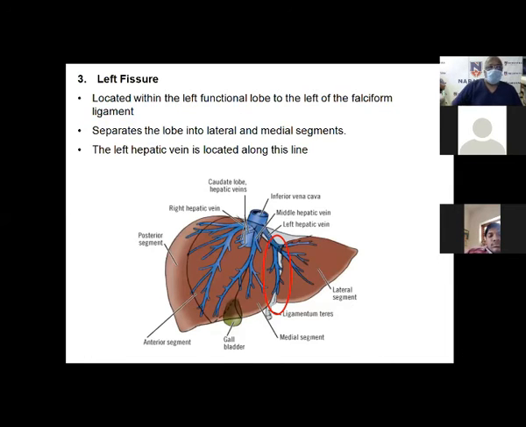The left fissure divides the liver into segment 4 and segments 3 and 2. Segments 3 and 2 are joined together; that is known as the left lateral segment, whereas this is segment 4, the quadrate lobe. You can see the drainage is on either side.